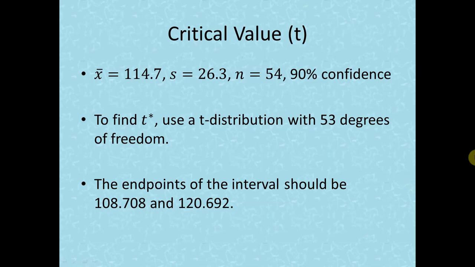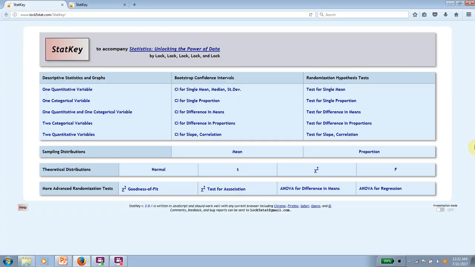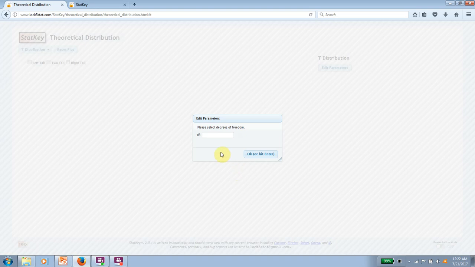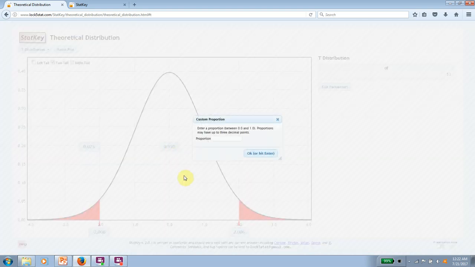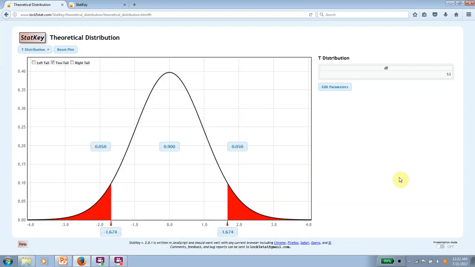Next is finding a critical value from a t-distribution. You really only need 2 things for that. You need the confidence level and you need the sample size, because the degrees of freedom will be the sample size minus 1, just like it says in that second bullet point. So to get that critical value, under theoretical distributions, we need the t-distribution with 53 degrees of freedom. Then if I select 2 tail, since it's 90% confidence, I have to change this central region to have a proportion of 0.9. And there's the critical value, 1.674.